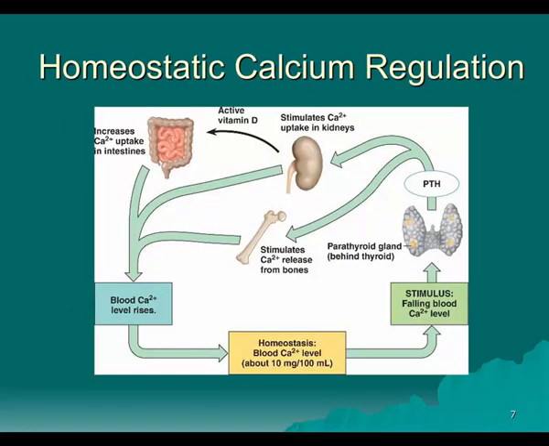Here's a picture of calcium regulation once again. As blood calcium levels rise above the 10, okay, you're going to release calcitonin. Calcitonin will cause you to lower blood calcium. If blood calcium levels fall, parathyroid hormone will be released, tells the kidneys to save or the bones to release, and your blood calcium will go back up.